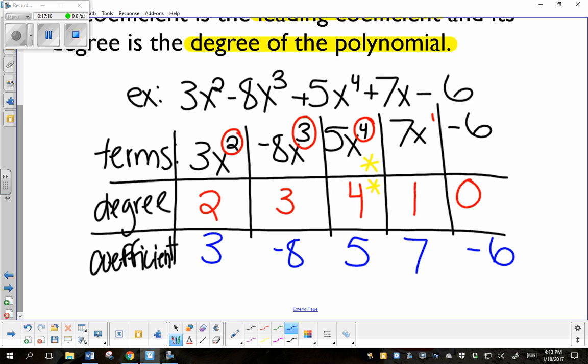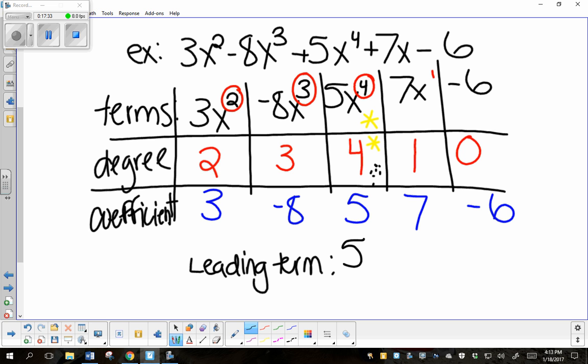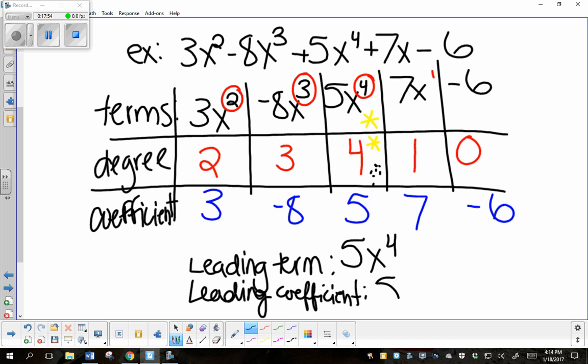So if we were going to talk about this whole polynomial and I asked you what the leading term was, it's the term with the highest degree. And the term with the highest degree was right here, 5x to the fourth. So that is our leading term. So that means that if I asked you, what's the leading coefficient of that big polynomial we wrote? The leading coefficient is the coefficient of that leading term. So the leading coefficient is 5.